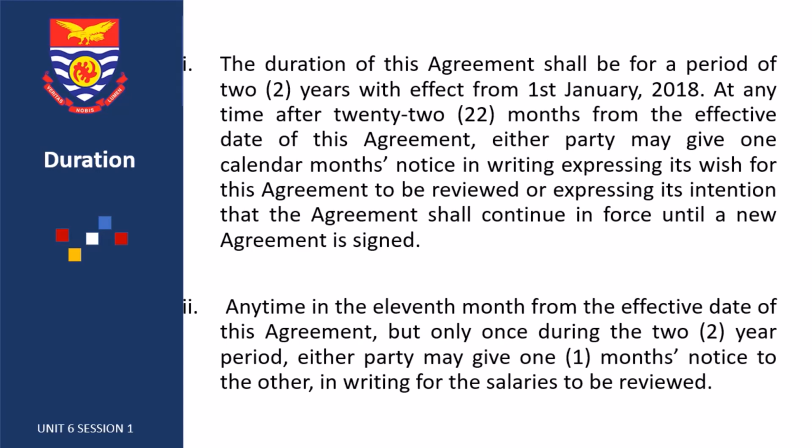At any time after the effective date of this agreement, either party may give 1 calendar month notice in writing expressing its wish for this agreement to be reviewed, or expressing its intention that the agreement shall continue in force till a new agreement is signed. Then any time in the 11th month from the effective date of this agreement, but only once during the 2 year period, either party may give 1 month notice to the other in writing for the salaries to be reviewed.